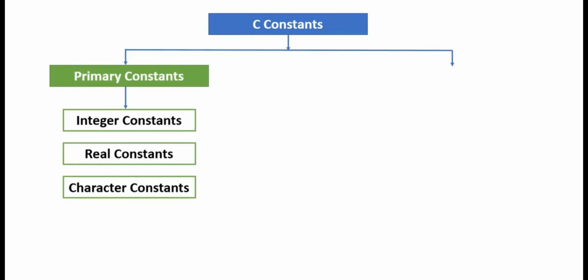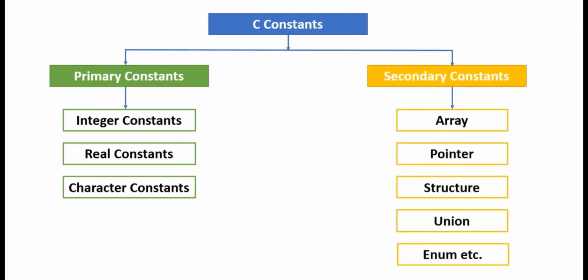Now let's discuss the types of C constants. Basically, C constants can be divided into 2 major categories, that is primary constants and secondary constants. Primary constants involve integer constant, real constant and character constant, whereas secondary constants are array, pointer, structure, union, enum, etc. Now at this stage, we would restrict our discussion to only primary constants, namely integer, real and character constants.